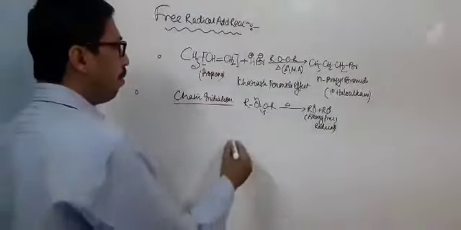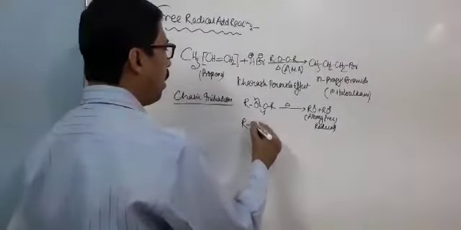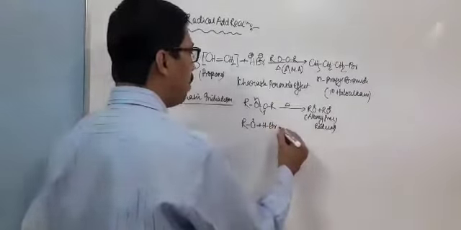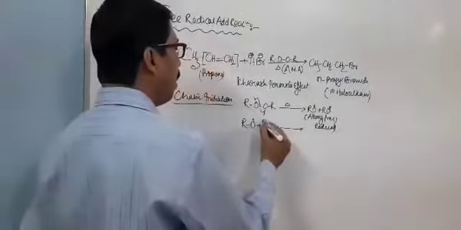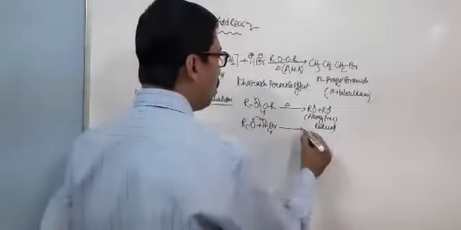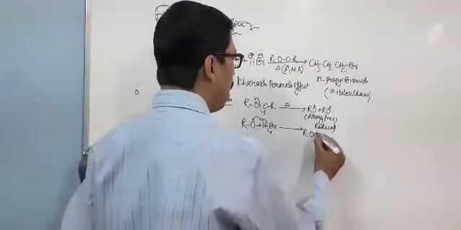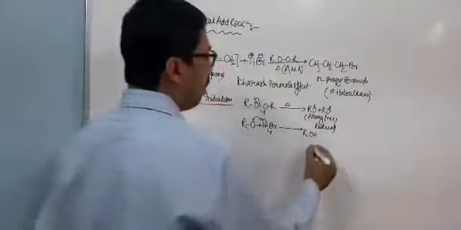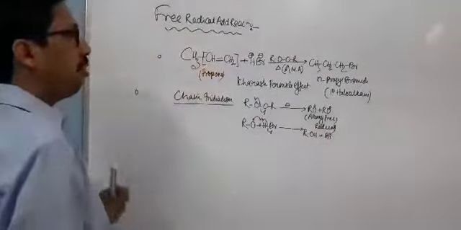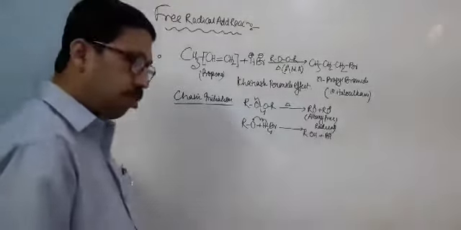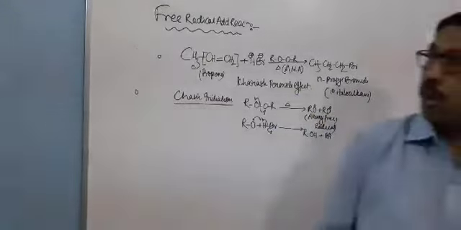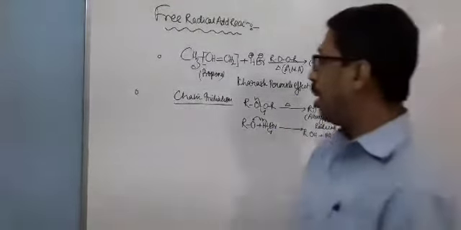and then this alkoxy free radical interacts with HBr. The RO alkoxy free radical interacts with the hydrogen, forms ROH, and then a Br free radical is generated. So this is the chain initiation step.